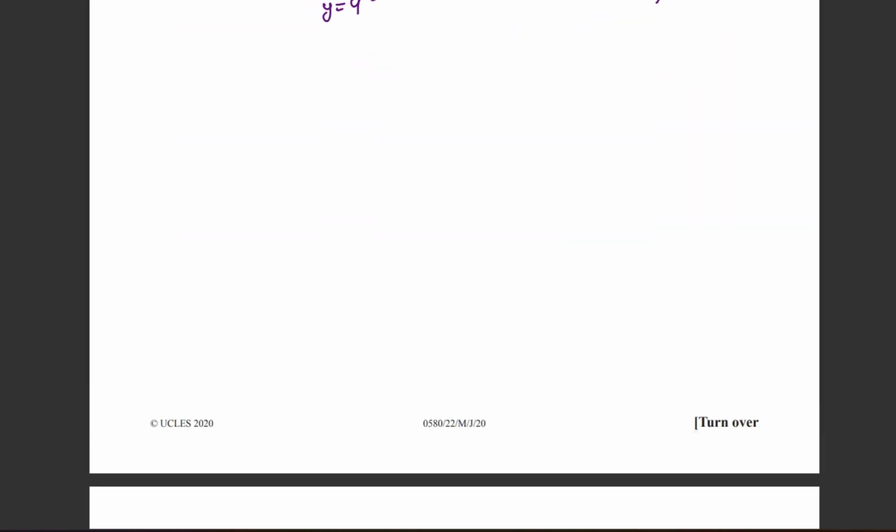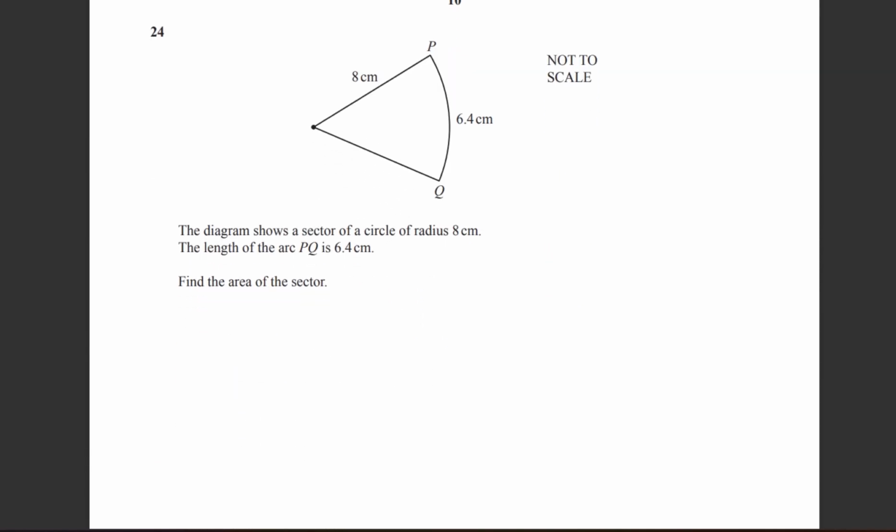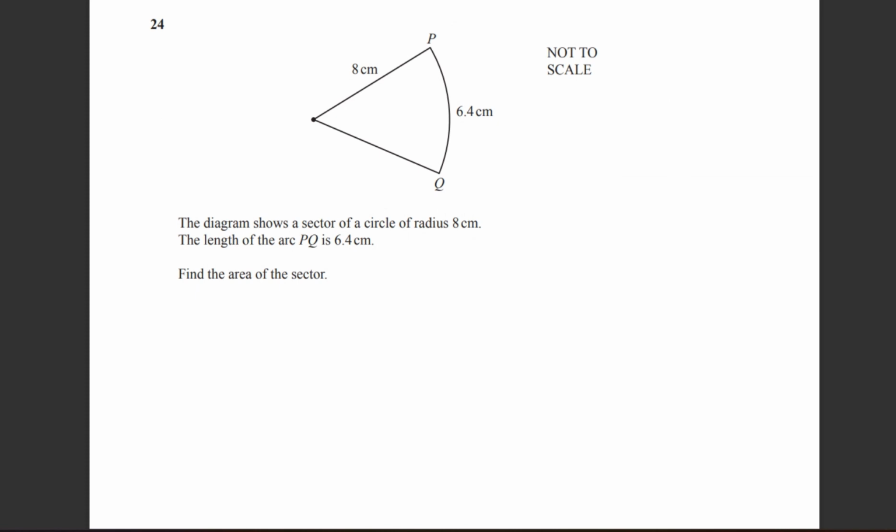Okay, for question number 24. The diagram shows a sector of a circle of radius 8 centimeter. The length of the arc BQ equals 6.4 centimeter. Find the area of this sector. What is the rule of area of sector? Theta over 360 multiplied by pi r squared.